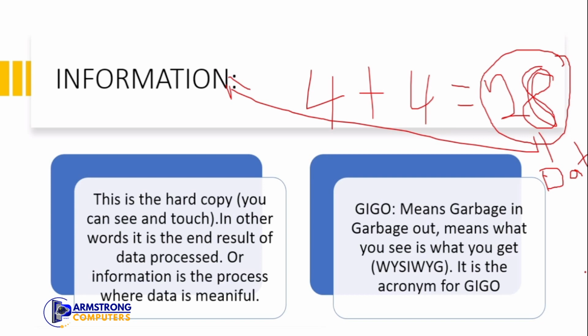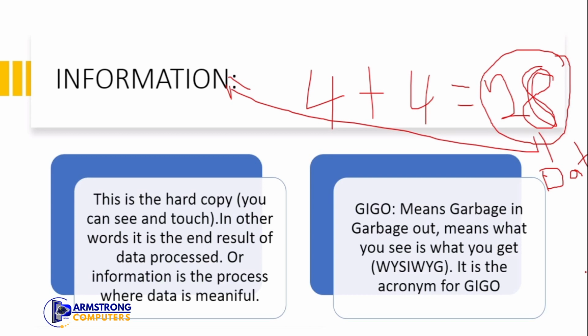So not all outputs are classified or known as information. Some of the outputs, because they are not meaningful, you can classify as data, because we said information is the process when data is meaningful. So when data is meaningful, it becomes information. So basically that is just that.